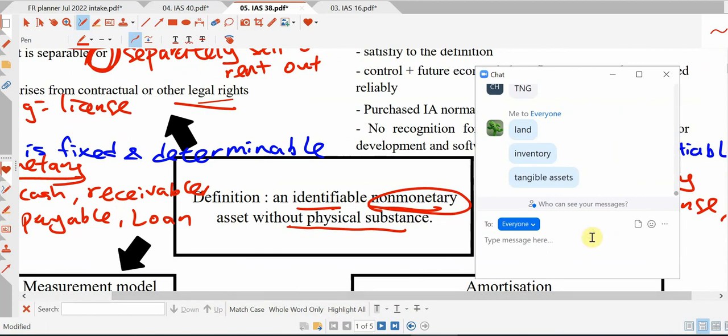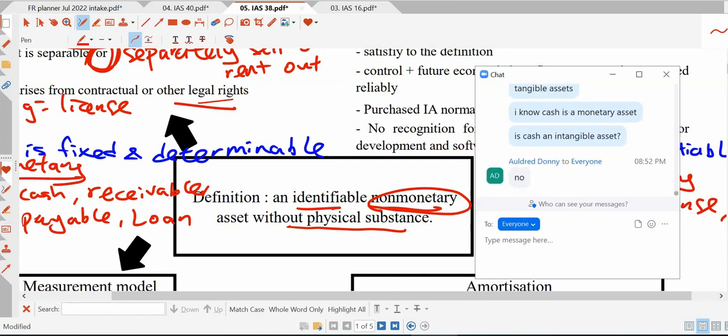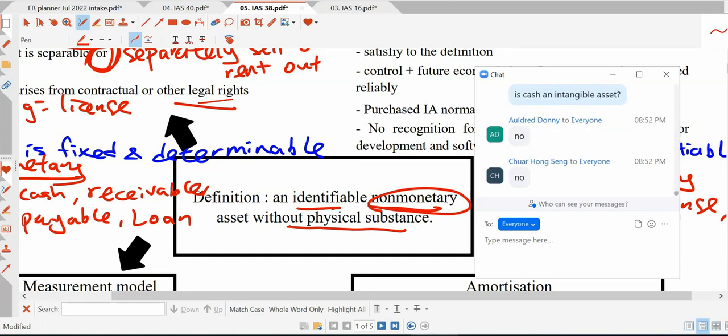Let's look at the chat box, everyone. Let me ask you a question. I know cash is a monetary asset. I know that. Whether it's fixed and determinable, is cash an intangible asset? It's not for tonight, but as a general, no.